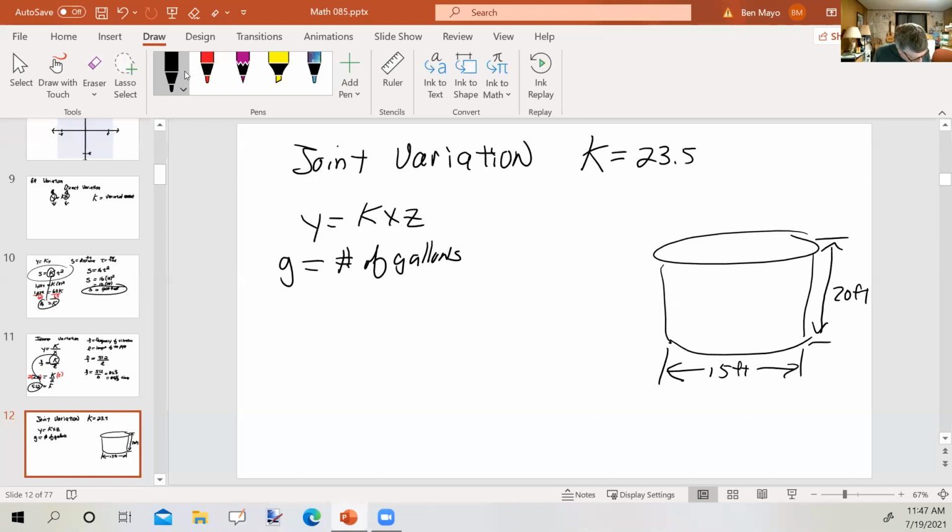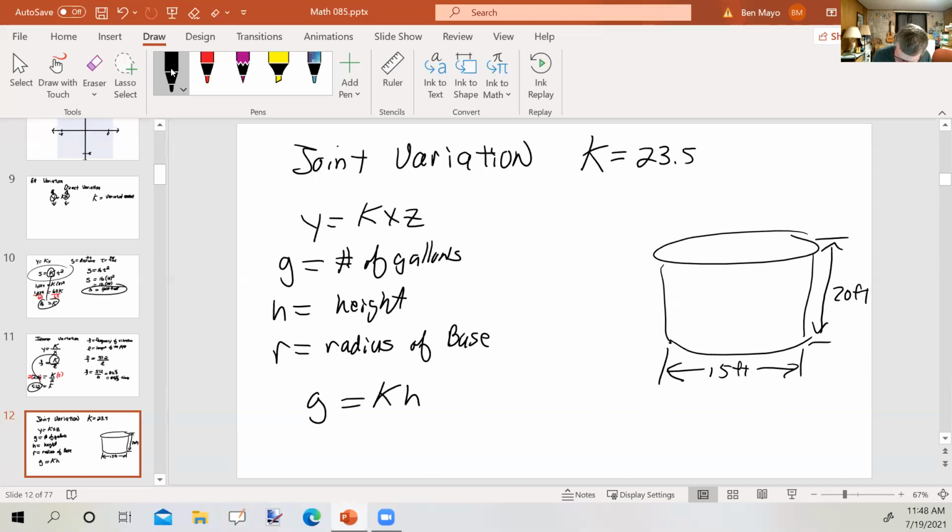The number of gallons stored in a cylindrical tank varies jointly as the height of the tank. So H is going to be the height. And the square of the radius of the base, R is going to be the radius of the base. Now, what's our formula going to be? The number of gallons, G, equals K times the height of the tank, H, and the square of the radius, so HR squared. So G equals KHR squared. That's our formula. Now, it says find the number of gallons.